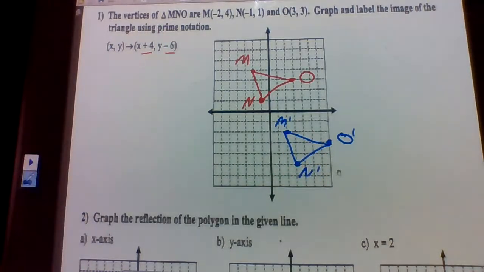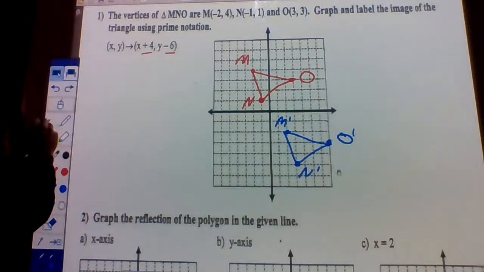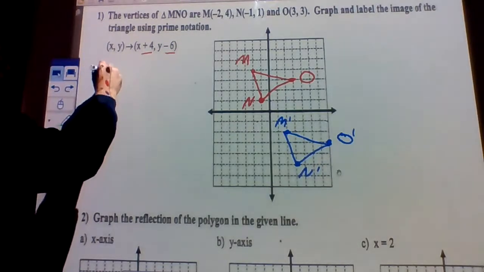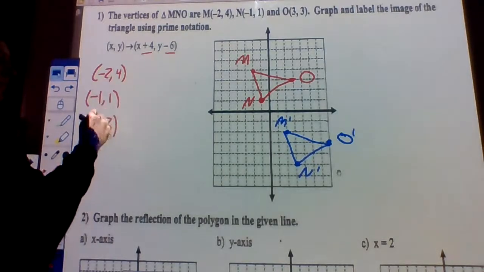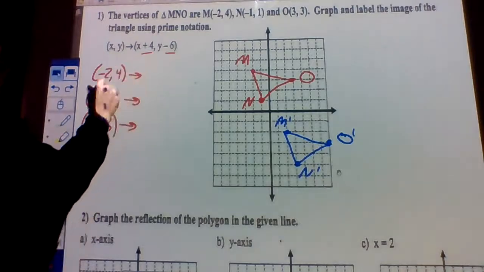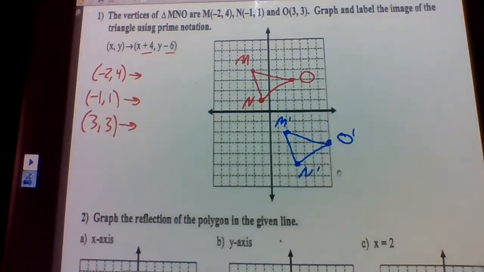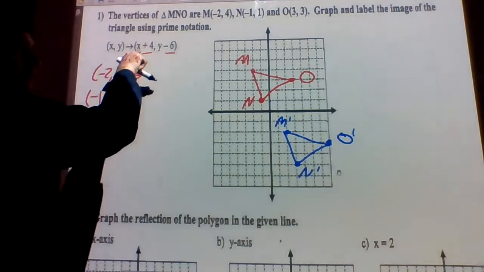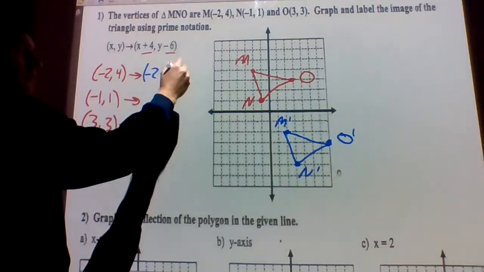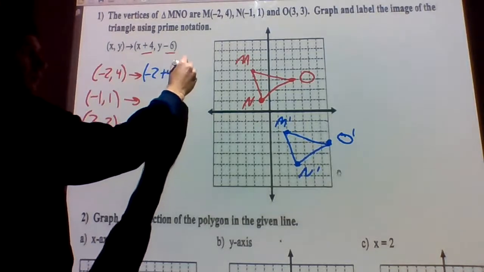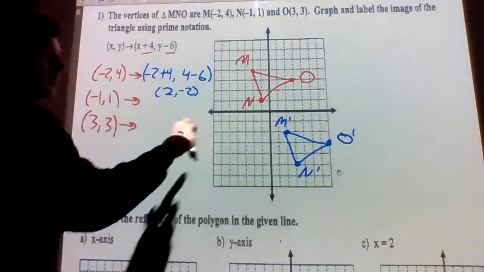The other way we could have gotten those points is we could have substituted in our originals. So our originals were -2, 4, -1, 1, and 3, 3. And they are all going to get translated. And then all we're going to do with our original points is simply substitute them into the equation. So it's going to be -2 plus 4, and then 4 minus 6. So that's going to give us 2, -2. And if we look over here for M prime, it's 2, -2.